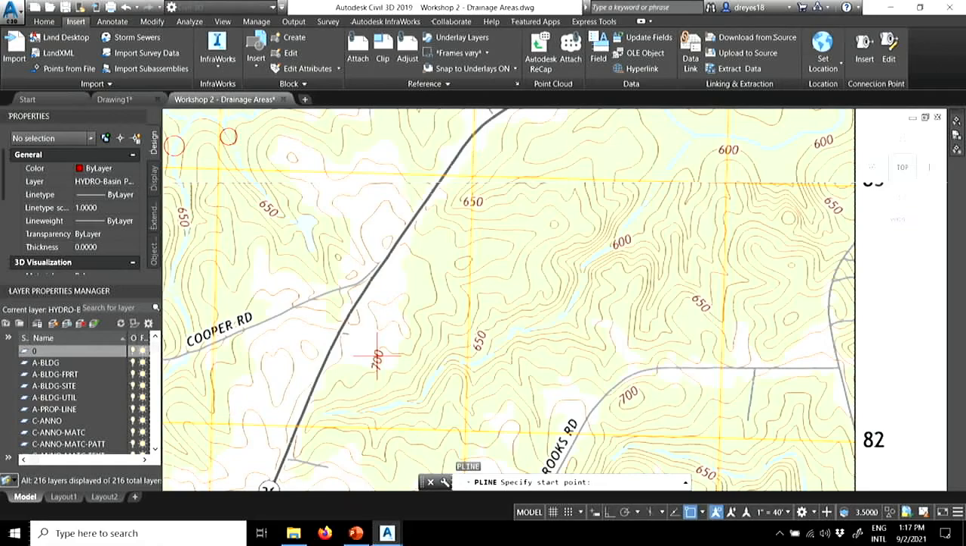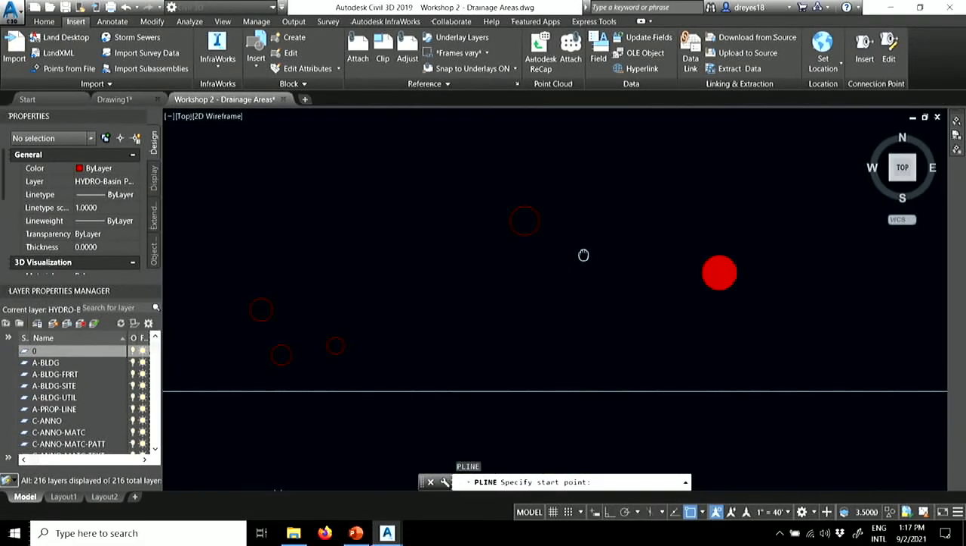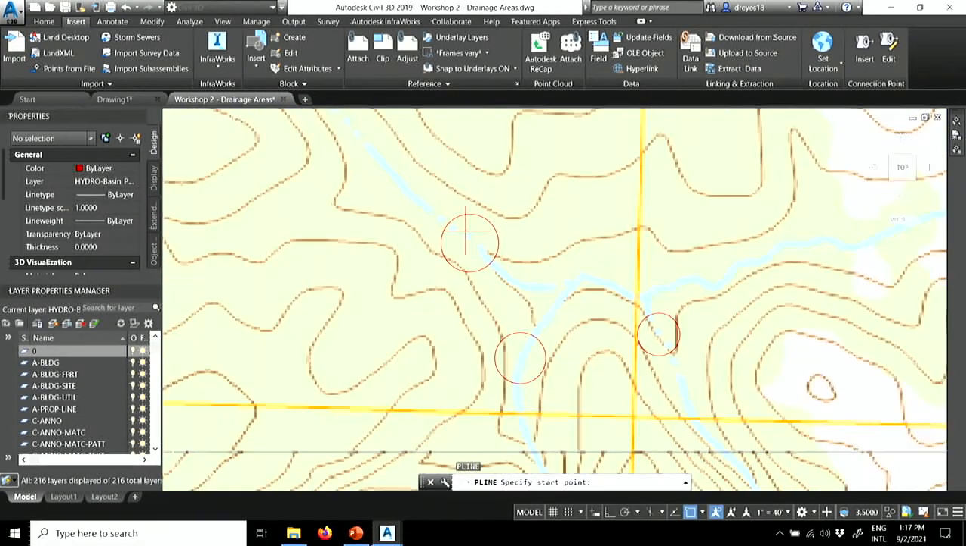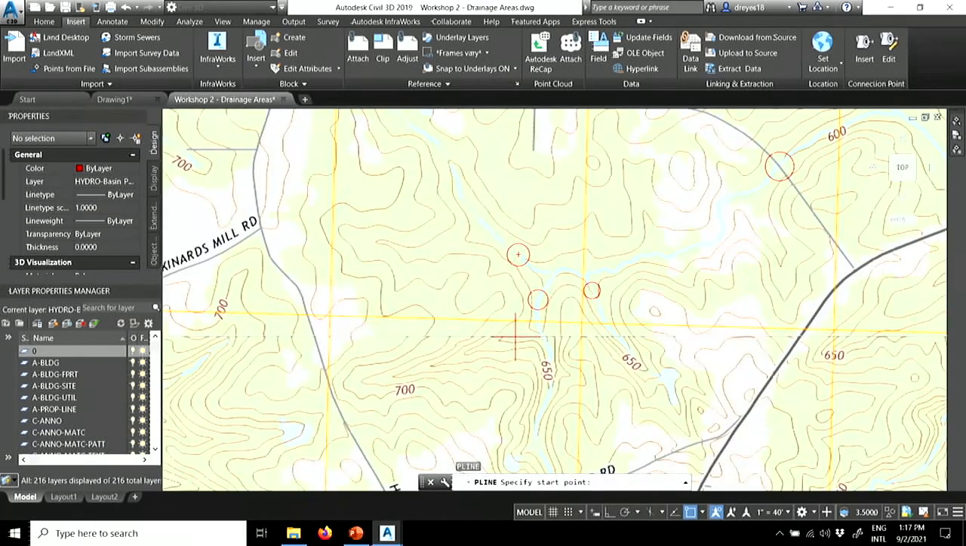Okay. Now, if I go to my outfall, I want to start with this one. You can see that this is the 650 line, and this up here is a 700 line. In which direction do you think water is flowing? Is it flowing north to south or south to north? What do you think? Looking at the contour lines. South to north. North to south. North to south.